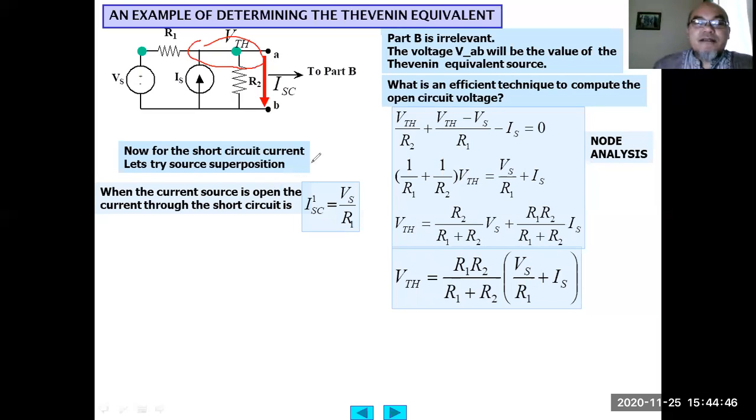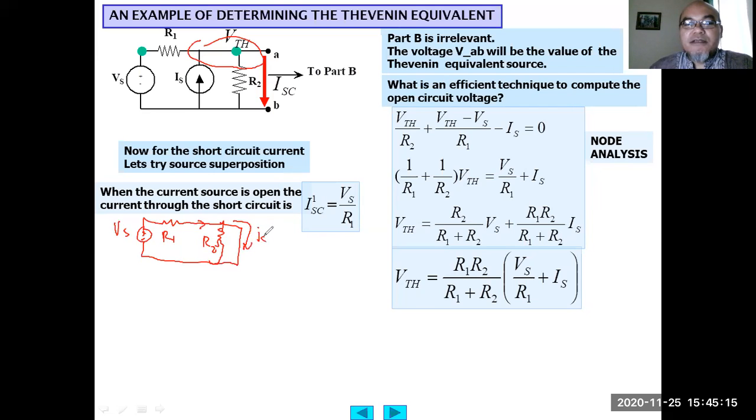This one is when the current source is open, so the circuit becomes like this. And this is short circuited. This is R2, this is R1, this is Vs. No current flowing through this R2, right? Because this is short circuit, all the current will flow through this one. This will be the ISC. So ISC equals Vs divided by only this value. Be careful, don't get confused.